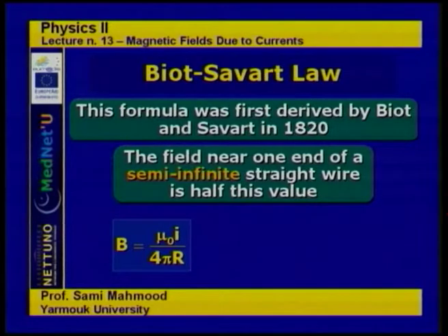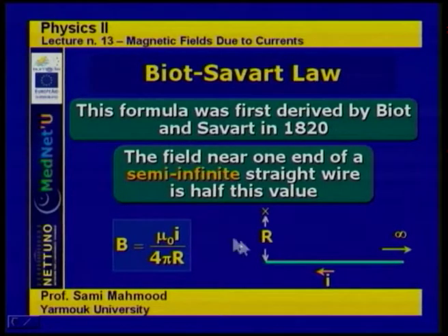We will obtain B equal to mu naught I over 4 pi r. So if we have a semi-infinite straight wire carrying current I that extends from 0, from this point, to infinity, at a point a distance r from one end, the magnetic field induction is of that strength.